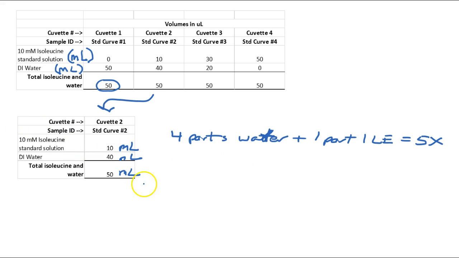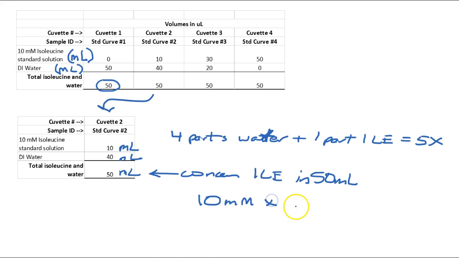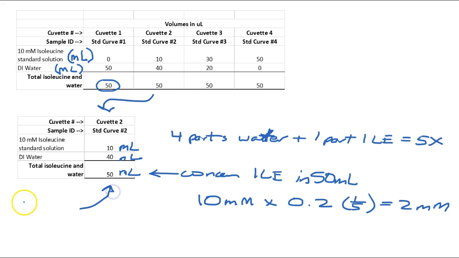So if we want to figure out the concentration of isoleucine in our 50 mils, in our 50 mil sample, we would take the original concentration of 10 millimolar and multiply it by the amount of dilution, which would be 0.2, right, which would be 1 divided by 5. So we're really dividing it by 5, and that gives us 2 millimolar. All right, so we've got 2 millimolar solution of isoleucine in cuvette 2.